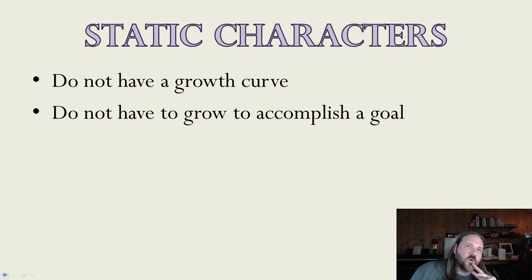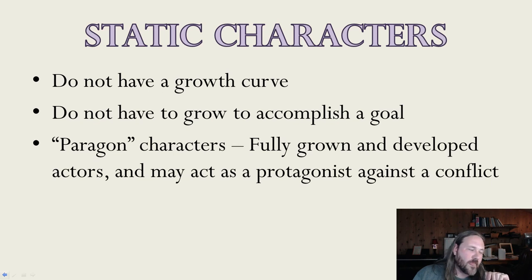They don't have to grow to accomplish their goal. Sauron does not have any growing to do. He's basically a godlike figure. There's nothing for him to grow. His goal is to just get his ring back and conquer the world. And like I mentioned, there are Paragon characters. They're fully grown. They're fully developed. They're totally themselves, and they're acting within a conflict, sometimes as a protagonist.